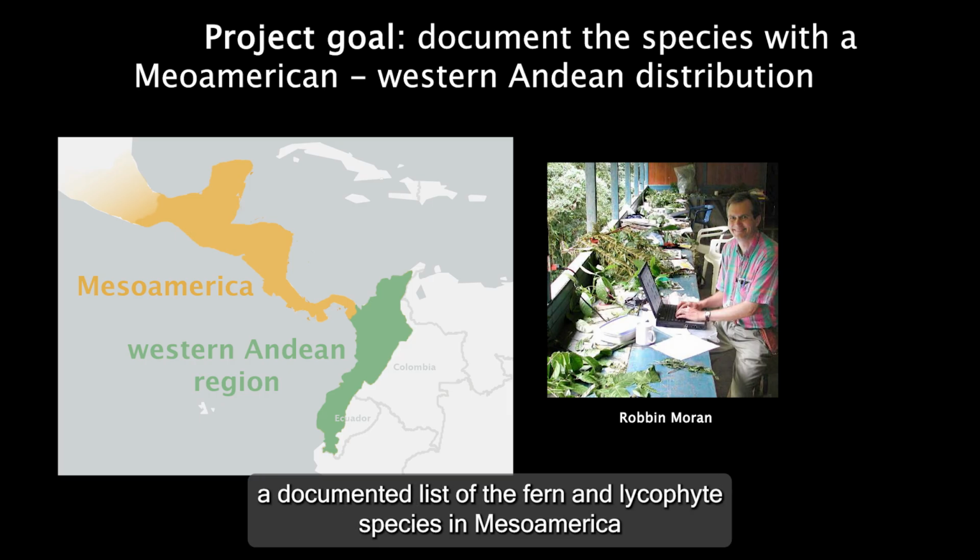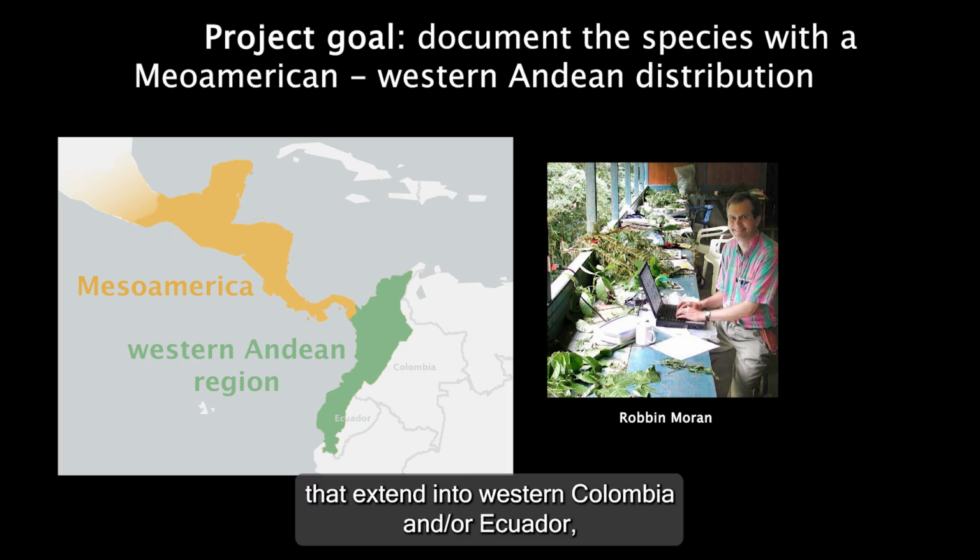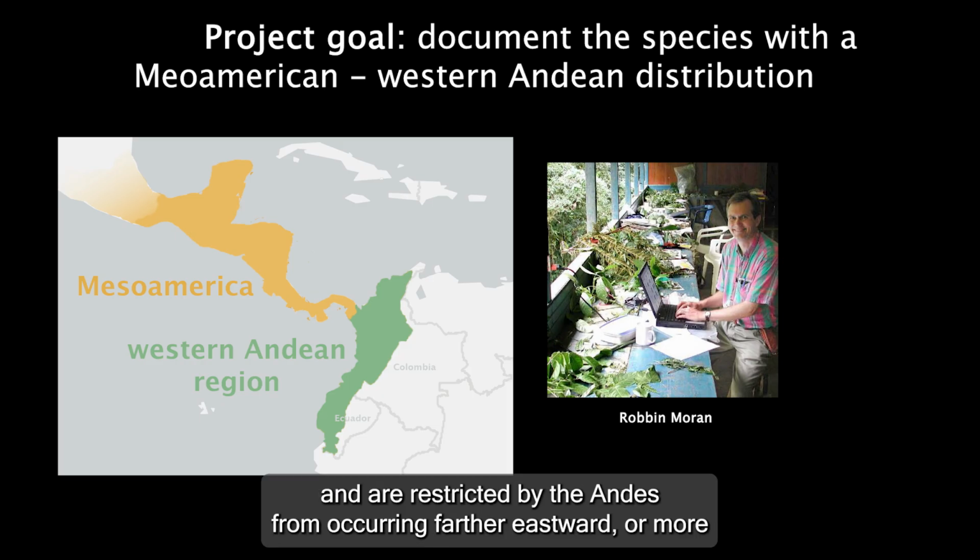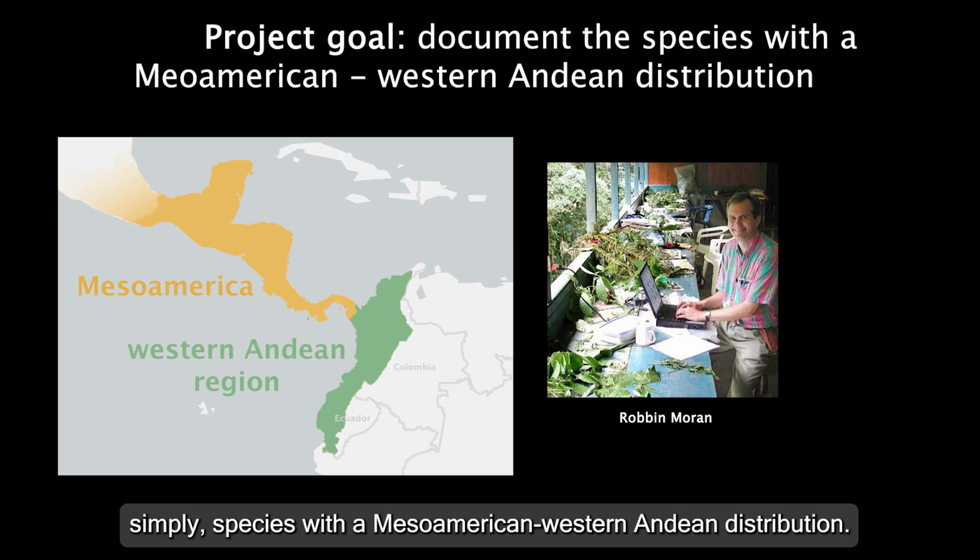the first time, a documented list of the fern and lycophyte species in Mesoamerica that extend into western Colombia and/or Ecuador and are restricted by the Andes from occurring farther eastward. Or more simply, species with a Mesoamerican Western Andean distribution.